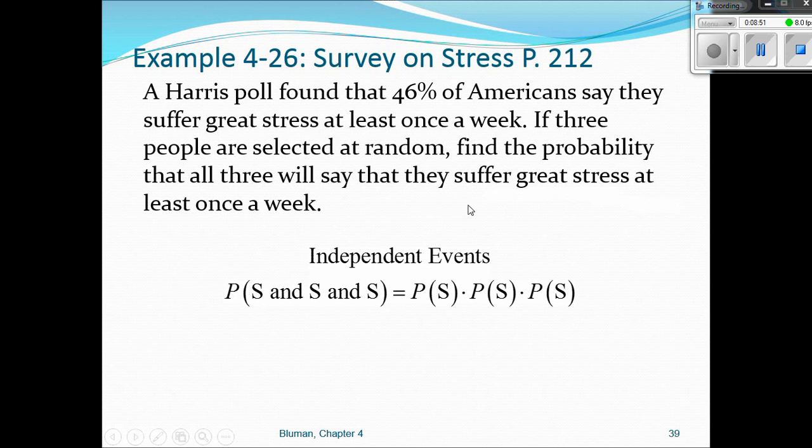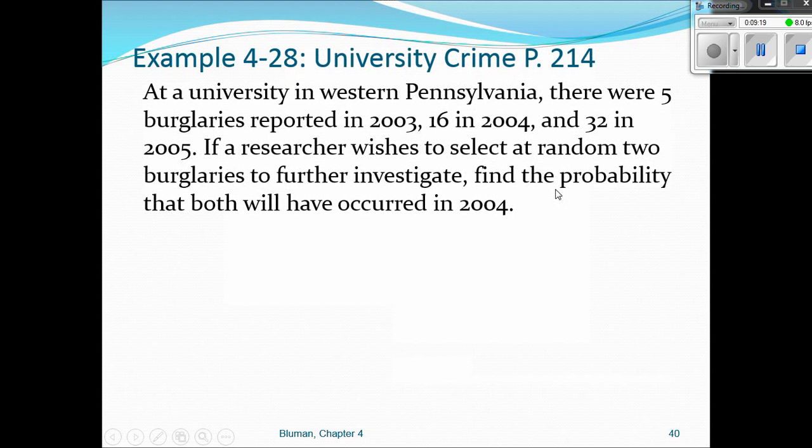So the probability of picking somebody that suffers stress, and stress, and stress, so 3 separate people, is the probability of someone with stress times the probability of someone with stress times the probability of someone with stress. So that's 0.46, 0.46, 0.46. Multiply them all out and you get 0.097. So you have about a 9.7% chance of picking 3 separate people and all of them say that they suffer great stress at least once a week.